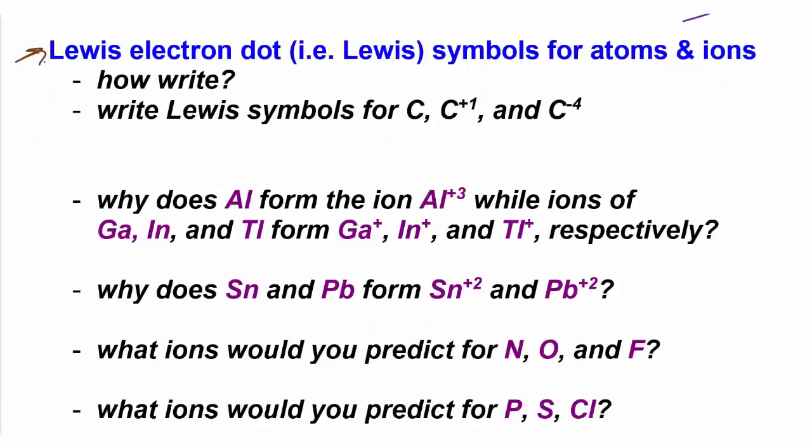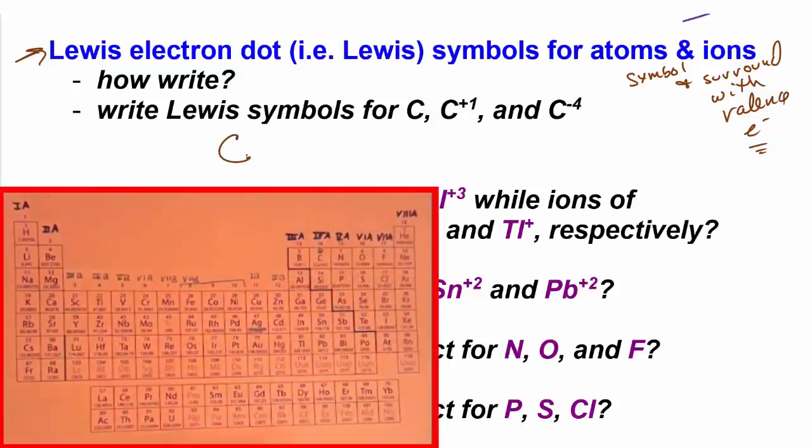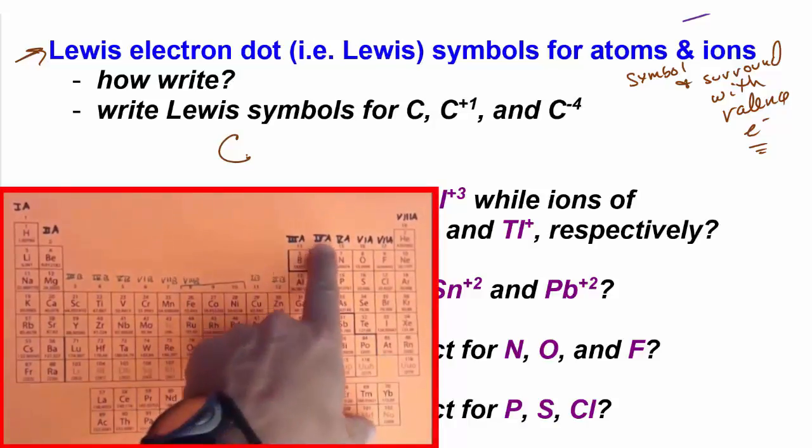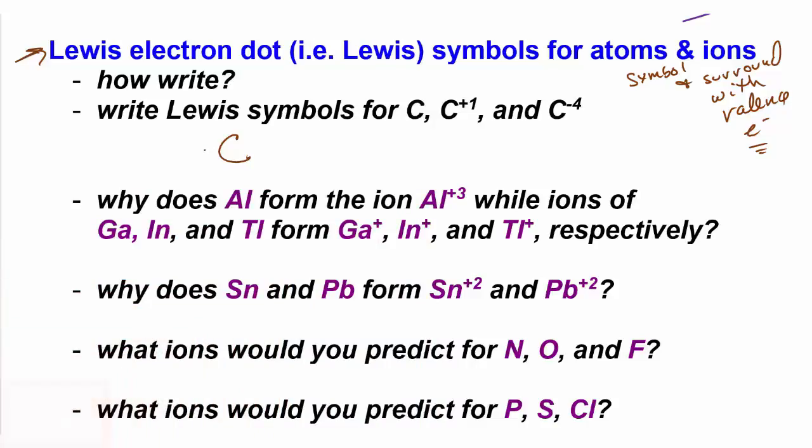Lewis electron dot, or Lewis symbols for atoms and ions. How do you write them? Pretty much just write the symbol and then surround it with the valence electrons. So for example, carbon. We look at the periodic table to see how many valence electrons carbon has. It has 4, Roman numeral 4. So we would put 4 dots around carbon. For the carbon cation, +1 charge, we remove one of those valence electrons. So you're just left with 3. Draw brackets around it to show that the whole thing has a +1 charge.